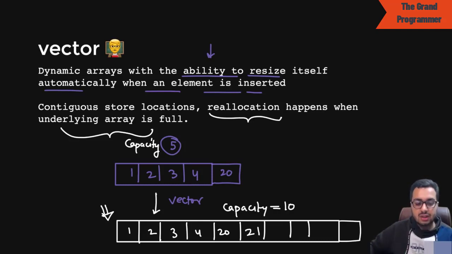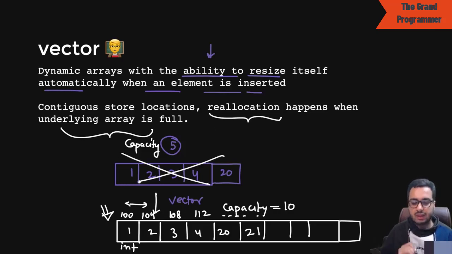And the second thing is these locations are continuous. Okay, that means if this address is 100, the next would be 104, the next would be 108, next would be 112. So these are continuous addresses. Now why is this a difference of 4? Because each integer box takes 4 bytes. Okay, so the original array would be deleted, and you would have a new array at a new memory location.